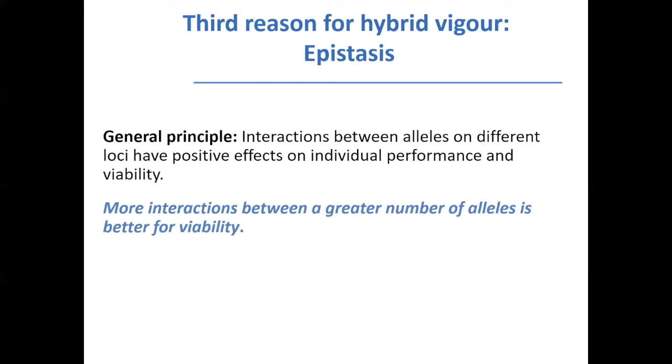The third reason for hybrid vigour is epistasis. Here, the principle is that interactions between alleles on different loci have positive effects on individual performance and viability. Stated simply, more interactions between a greater number of alleles is better for offspring viability.